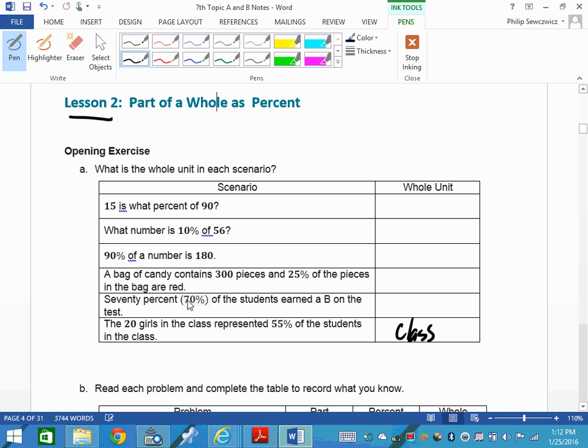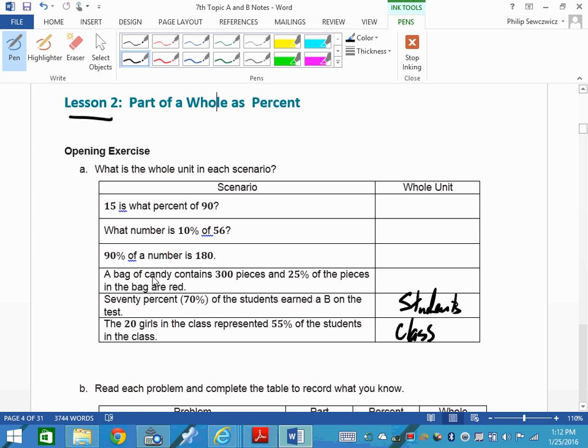Let's see here. 70% of the students earned a B on the test. What's the whole amount? Okay, 70 would be part of it, but our students are our whole amount. Again, the 70% would be the part. The entire amount of students that took the test, that's the whole. So we're trying to get you to figure out situations in here.